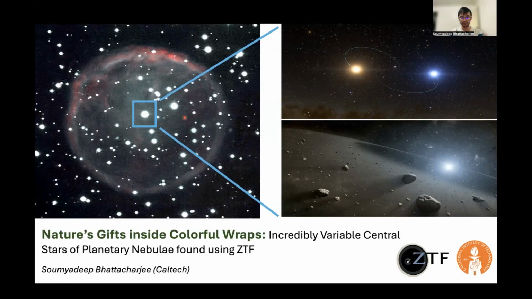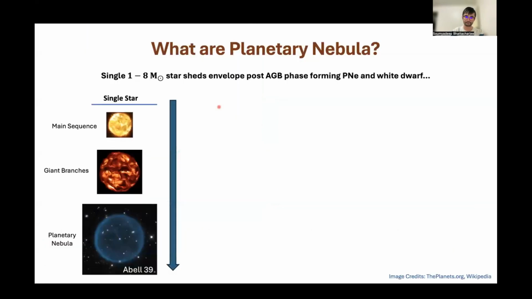And today I'm going to talk about my recent work, which has uncovered a variety of variable stars residing in such beautiful-looking planetary nebulae. I will discuss how we found those systems and also give highlights on some of the most interesting sources in our sample. A bit of background first.